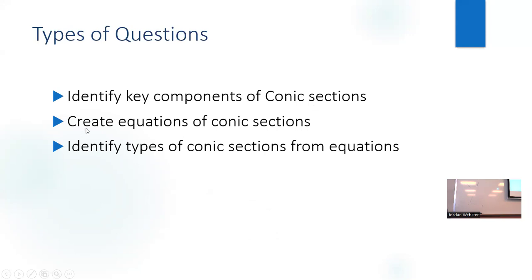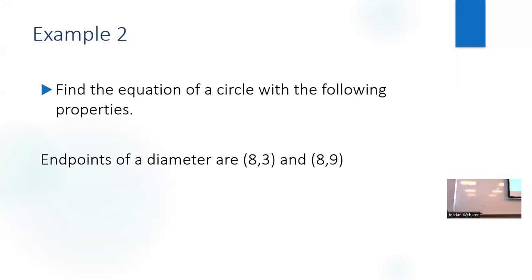The second type of question is create equations of conic sections. So in this case, we're going to create an equation of a circle. And it says, find the equation of the circle with the following properties. Endpoints of a diameter are (8, 3) and (8, 9). Now remember, a diameter goes through the center of a circle.